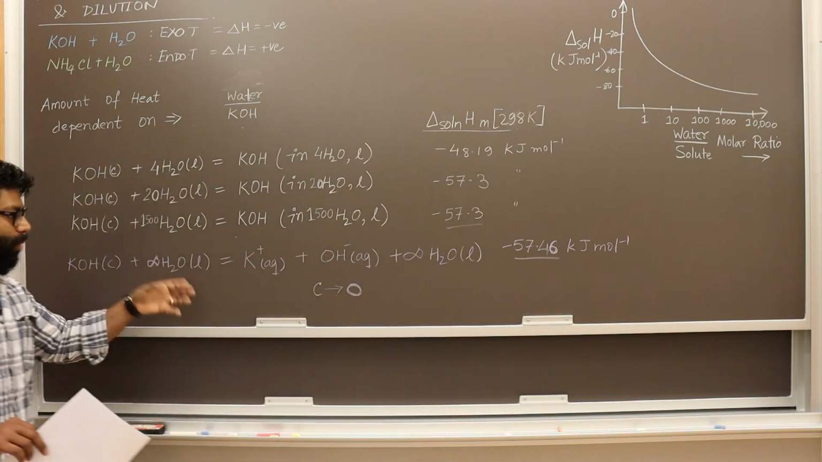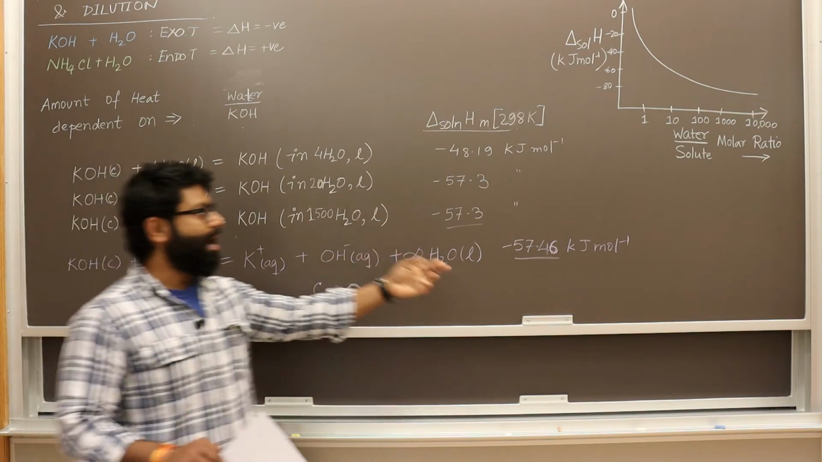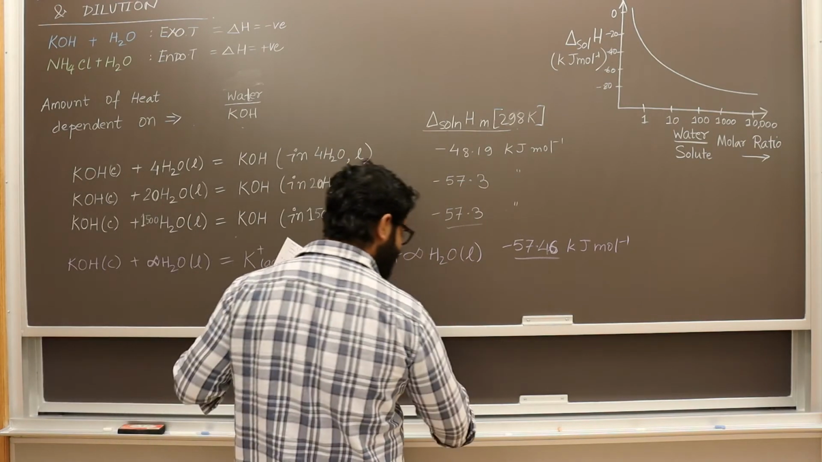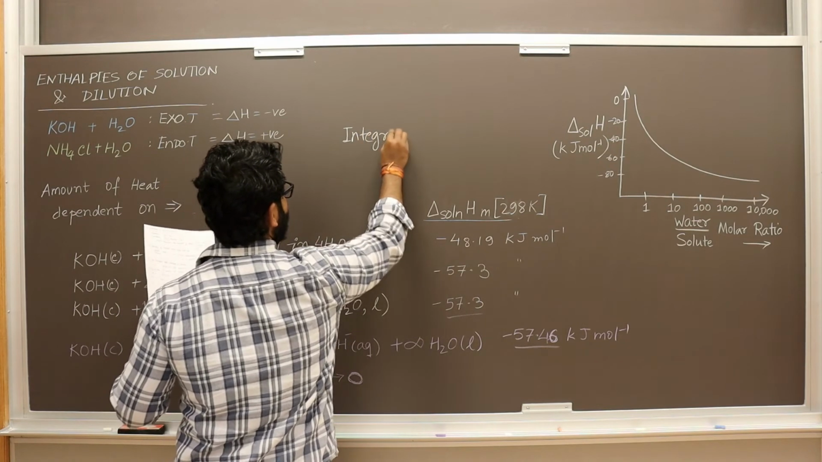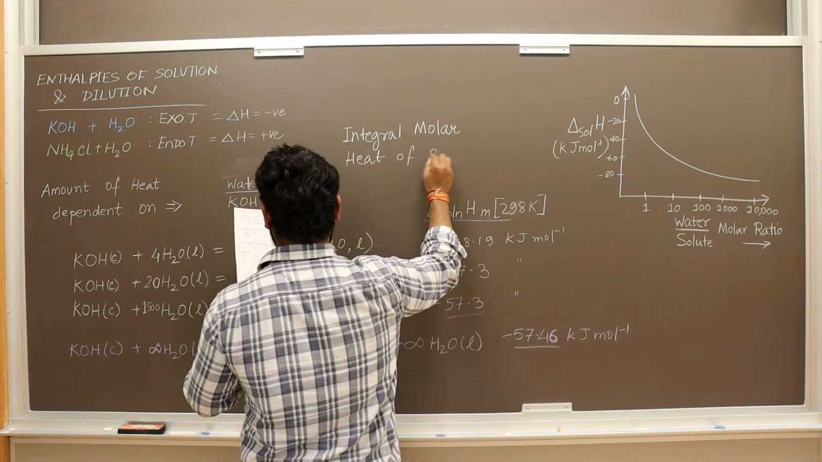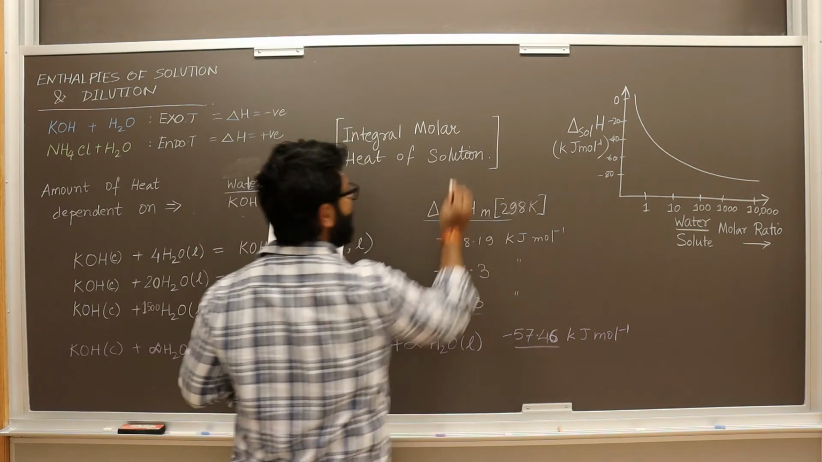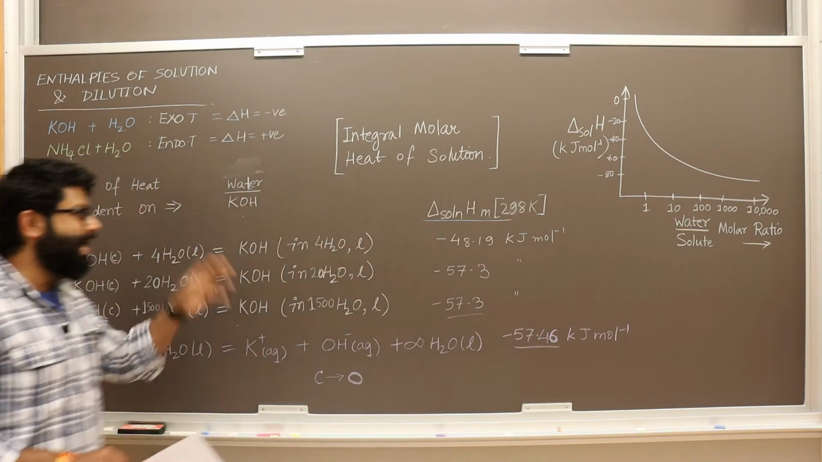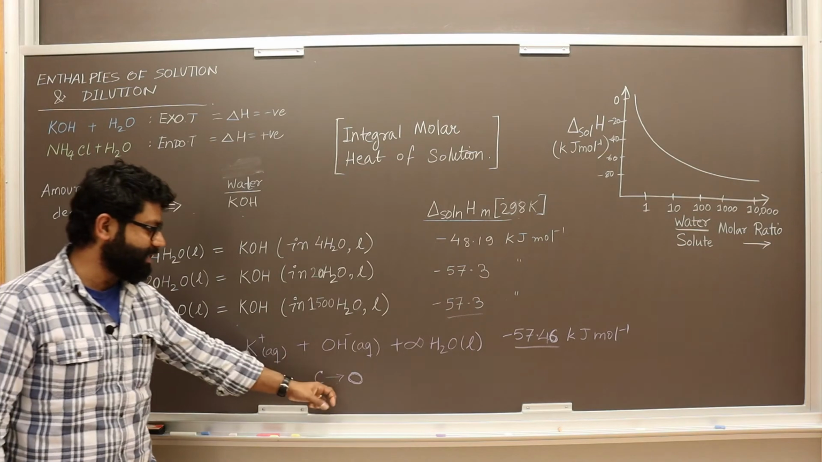Now, this quantity, when you have an infinitely dilute solution, like the concentration of the solute is almost tending to 0, the amount of heat that is being released here is called the standard integral molar heat of solution. Okay, so the integral molar heat of solution is that amount of delta H that is being released when you are dissolving a solute in an infinite amount of water, so that the concentration of the resultant species are tending to 0.